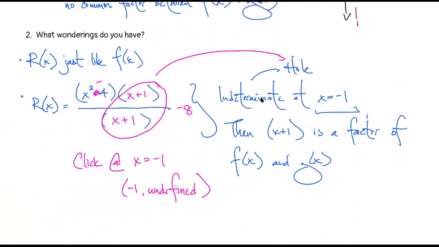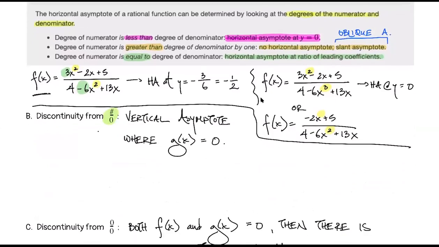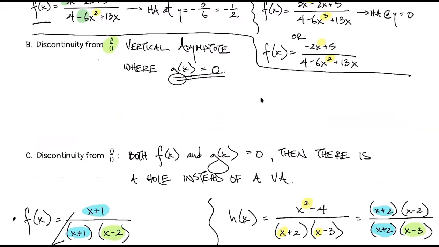And so we hopefully clarified that the hole is when you have a common factor in the numerator and the denominator, whereas a vertical asymptote is only going to be in the denominator, okay? So that vertical asymptote only happens when the denominator equals 0, whereas the hole happens when the factors are in the top and the bottom, okay?